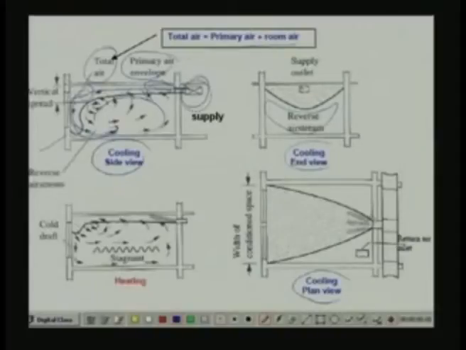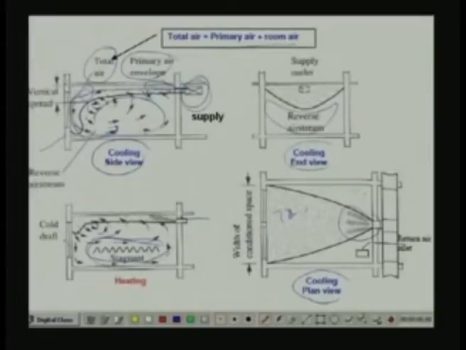You can see that these are the primary air jets. This is the total air, and this is where you have reverse air streams. As far as cooling is concerned, these outlets are quite good because there is hardly any stagnant zone. Whereas if you are using these jets for heating, there is a possibility of a stagnant zone, because when you are supplying warm air, because of buoyancy effect, it tends to stick to the ceiling rather than coming down. As a result, near the floor you may have a stagnant zone.